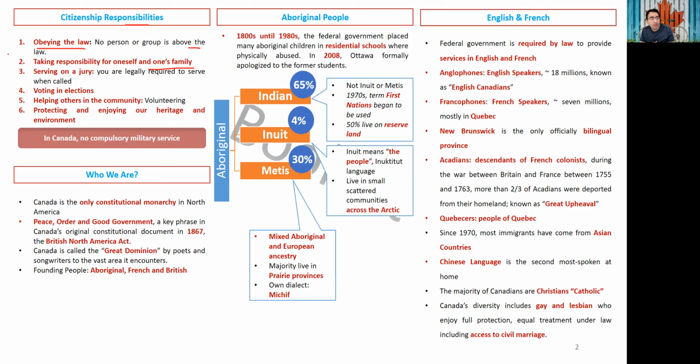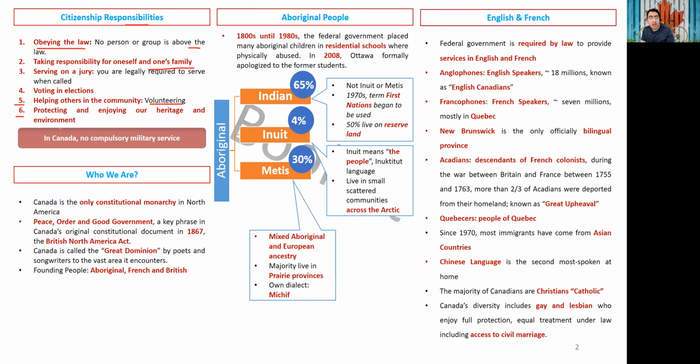And number 5 is helping others in the community. There's a very common and well-known concept in Canada, which is volunteering, where you help others and serve in different places without money, just to help the Canadian community. Okay, and the last thing is protecting and enjoying our heritage and environment. So you have to take care of the environment, the public places, and the common areas shared between Canadians, and you don't try to destroy or make any harm to these places.